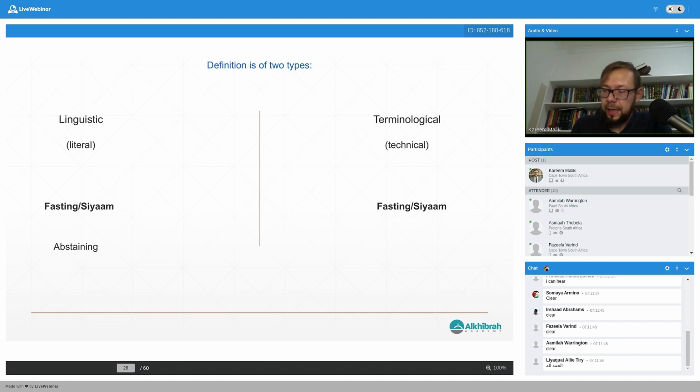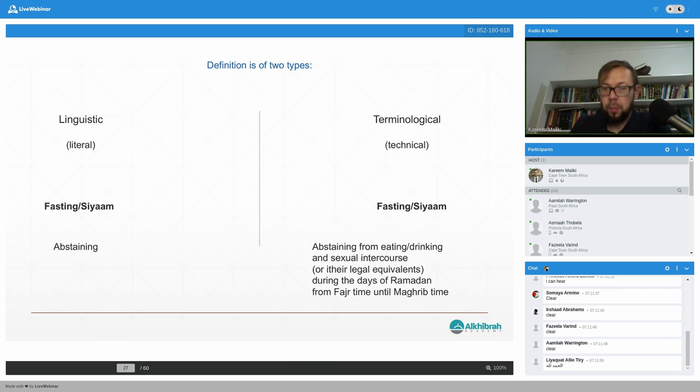But when we speak about the third or fourth, depending on the order, you can say third is zakat, fourth is fasting, or you say third is fasting, fourth is zakat, right? So we speak about one of the five pillars of the deen, fasting in Ramadan. It's more than just abstaining. Yes, abstaining gives us the core meaning, but the proper technical definition is abstaining from eating and drinking and sexual intercourse or their equivalents.